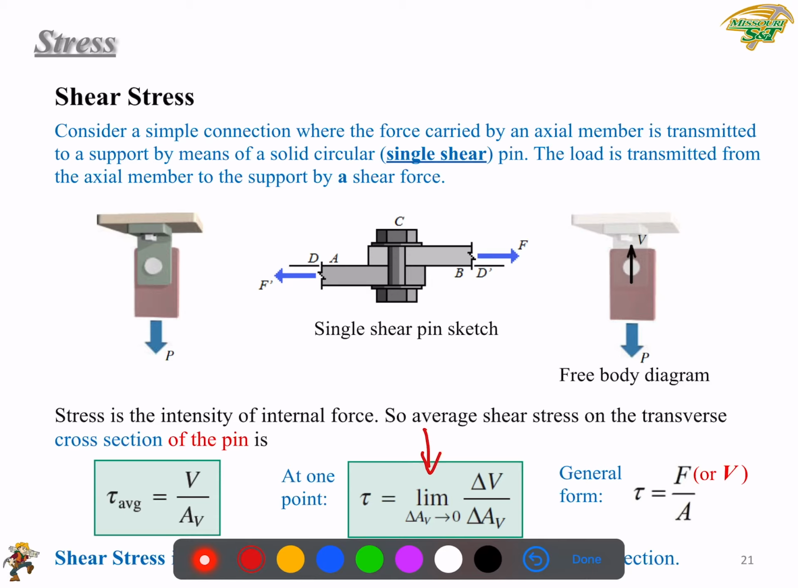But again, this is complicated in some cases. So in mechanics of materials, we only consider the average shear stress. Just use the third equation, and we use tau equals F over A. And here, more strictly speaking, this F should be V, and V equals P.